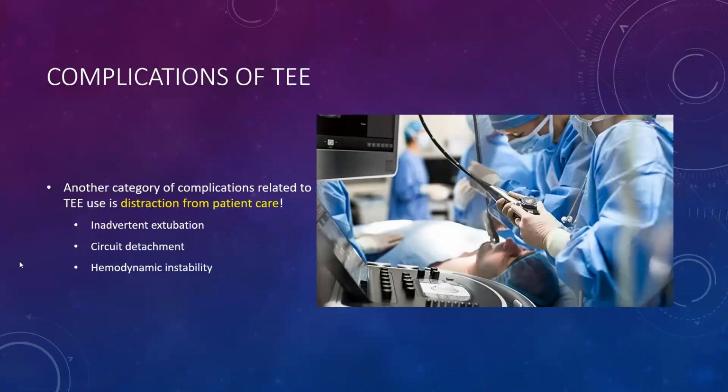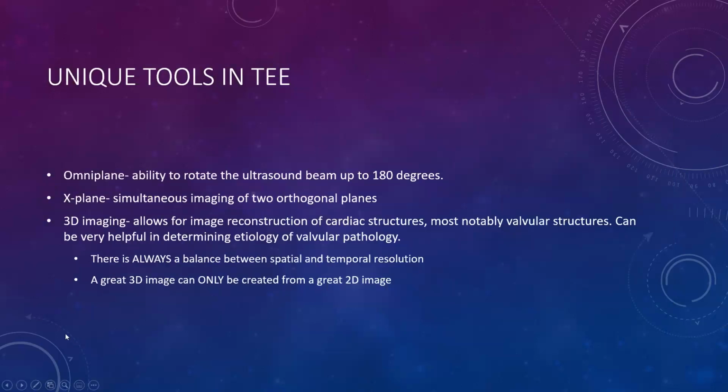So this is one that I do want to hammer home, especially to people who are used to looking at transthoracic images, which can be great, but I think most of us who have seen both transthoracic and transesophageal images would agree that the TEE images are just absolutely stunning. And part of that are the unique tools that exist in TEE that don't necessarily exist in TTE. So some of those tools include omniplane, which is changing the angle that the ultrasound beam is projected from 0 up to 180 degrees. And this allows you to see different structures without having to move the probe at all.